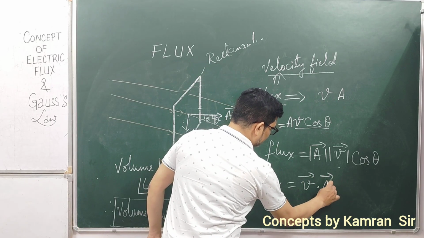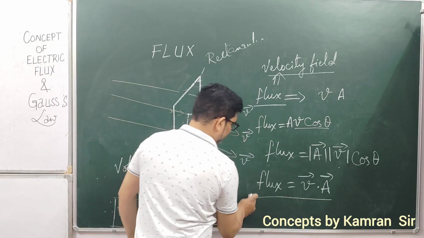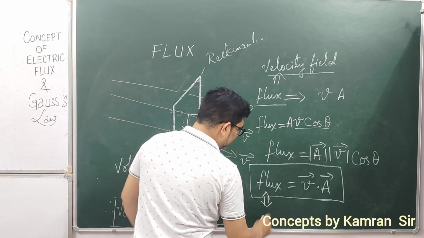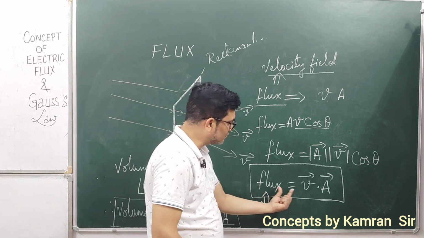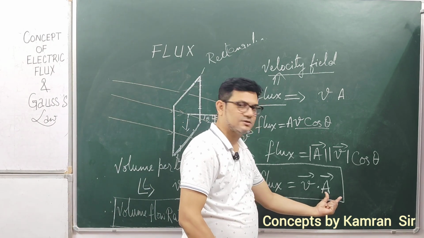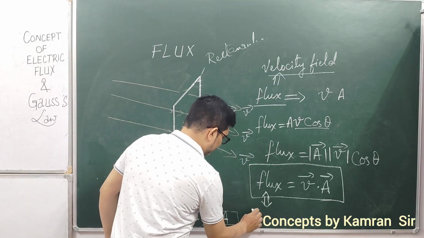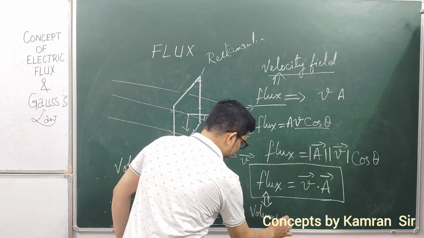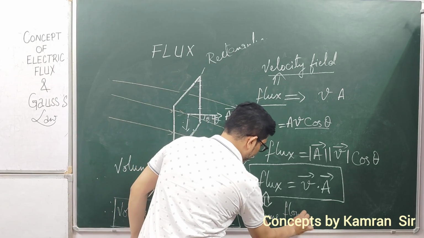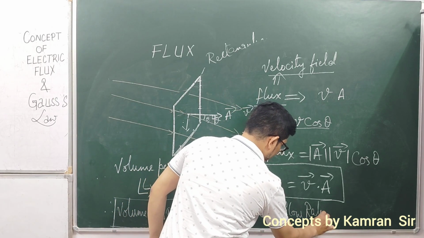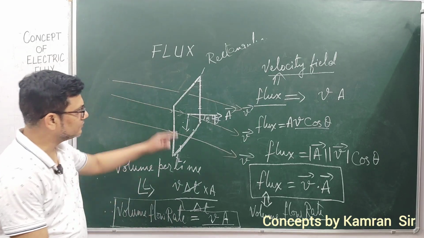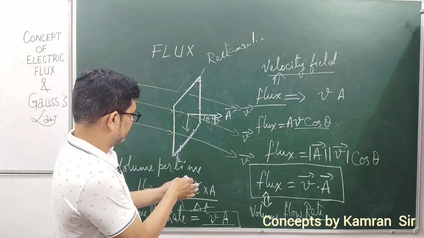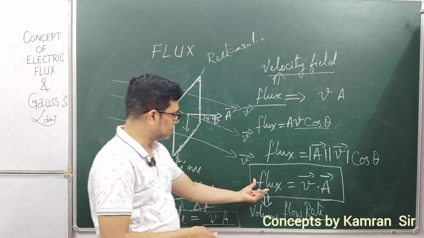So it's a dot product, a scalar product that we are talking of here, and we now get a very deep understanding of flux, that this is actually a dot product of velocity and area vector. And this flux, just to remind you again, essentially means volume flow rate. Great. So take down this concept, try to understand this.